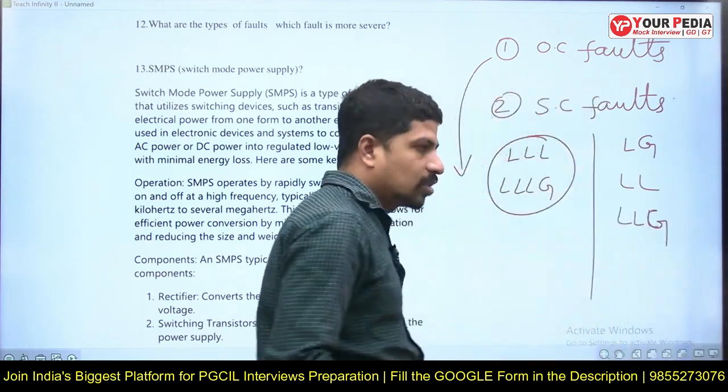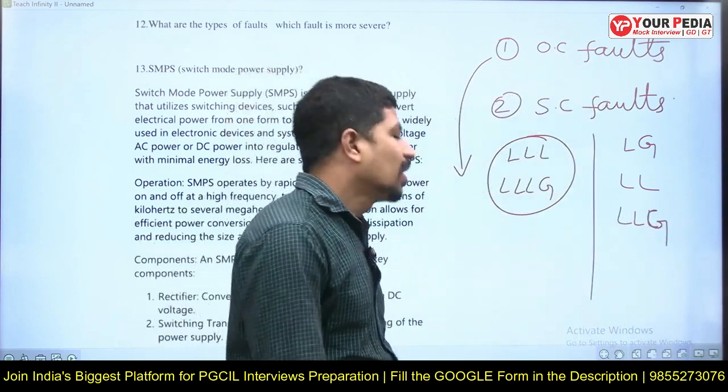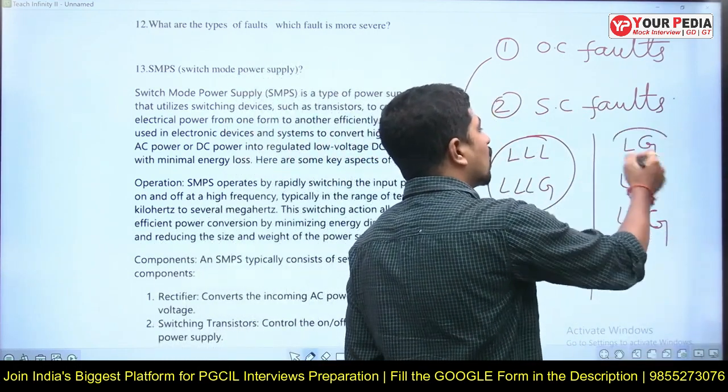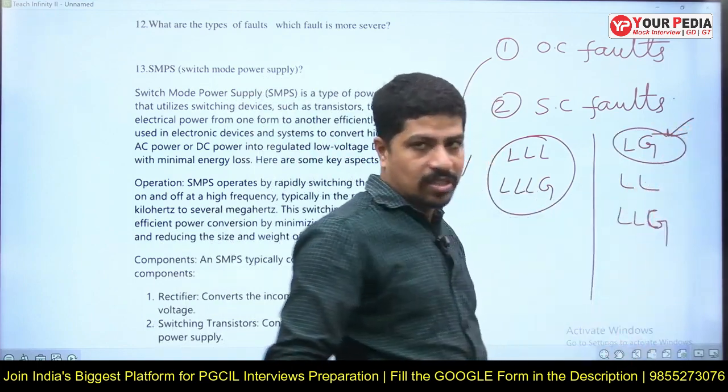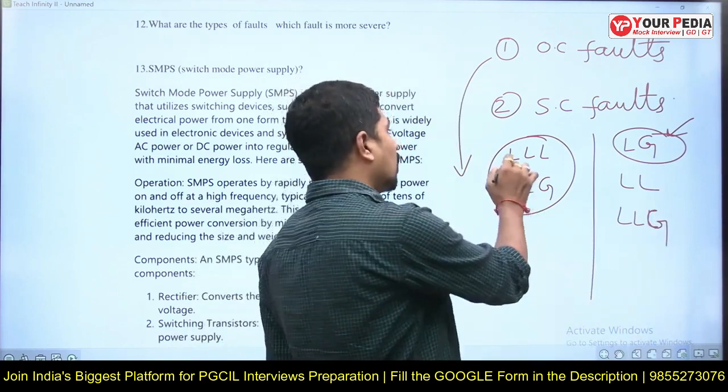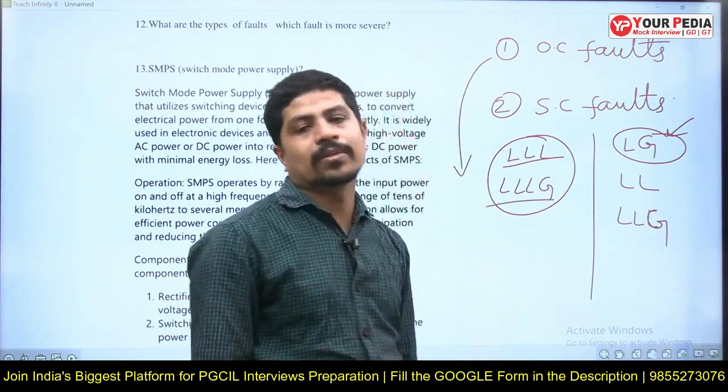These are unsymmetrical faults. Which one is more severe fault? See, on the terminals of generator, this LG fault is more severe. At any place other than on the terminals of generator, this triple L or triple LG fault is more severe.